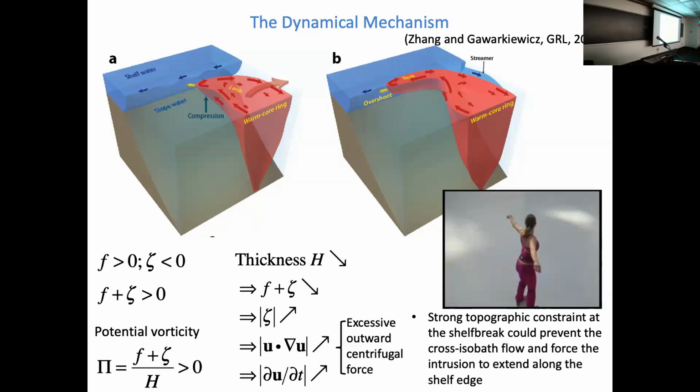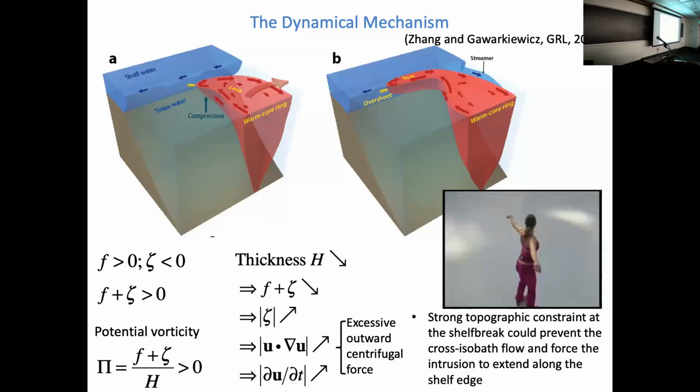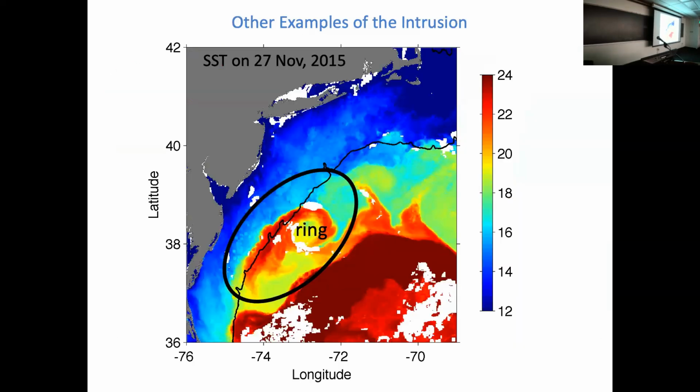So that actually extends further to the west. That caused the extension of the intrusion, the westward intrusion. Right. So that's the basic dynamics: PV, potential vorticity conservation, and enhanced centrifugal force pushing it out. So this kind of feature happens irregularly. So this is another example in 2015.